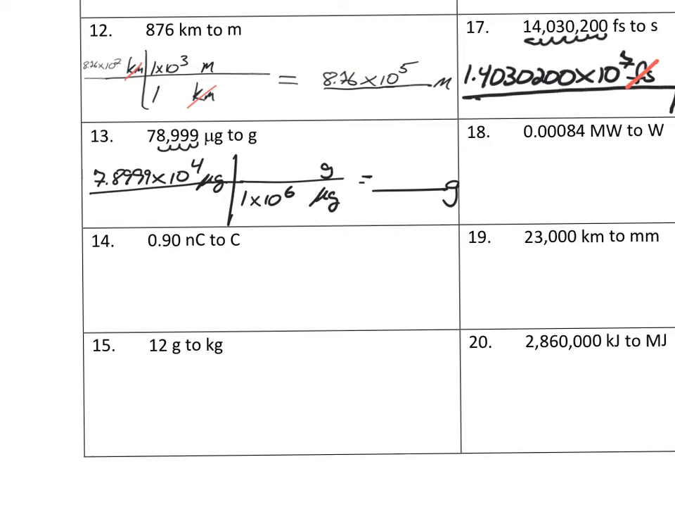But if I wanted to, if I ask you how many grams in a microgram, 1 times 10 to the what? Negative 6 grams in a microgram. So you can do it either way. Either way works, right? However you want to do it. As long as you understand what it means, you're good.